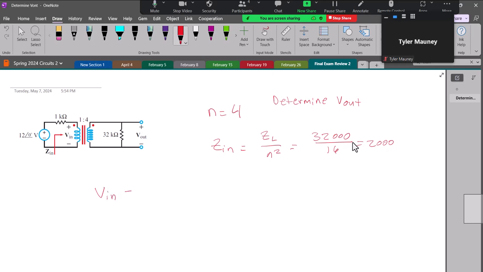Vn, I can use voltage division on that, and I can get that Vn is 12 angle 0 degrees times Zn over Zn plus 1 kilo ohm. Our Vn is 12 angle 0 degrees times 2k over 3k. Our Vn is 8 angle 0 degrees.